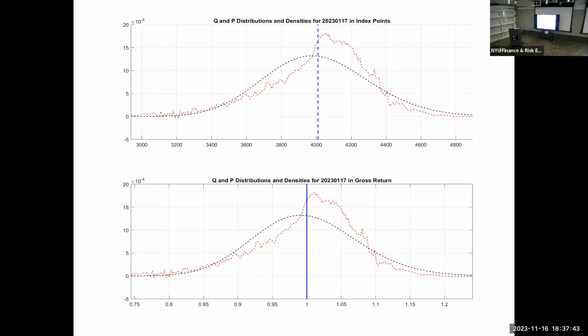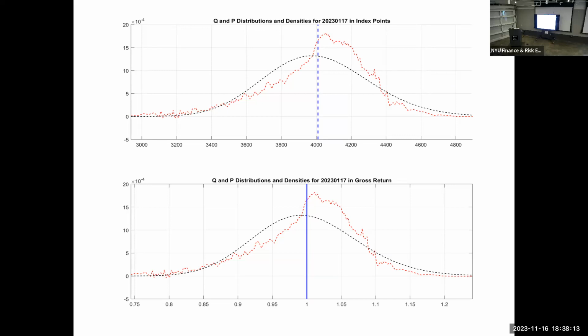The top picture, this is the Q density on January 17. And I'm going to show you what happened one day later, January 18, which is the day we've been looking at up to this point. So this is the day before. The index was at 4,000 and a little bit above it, and it's going to go down a lot. Right? All right, so that's what we have.